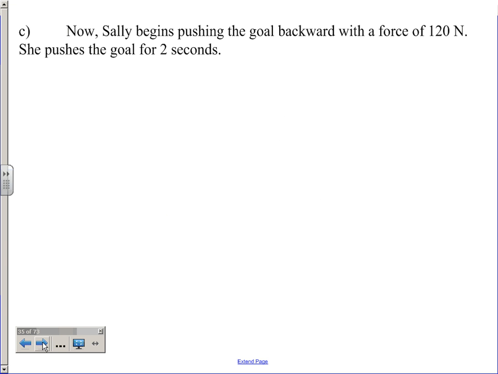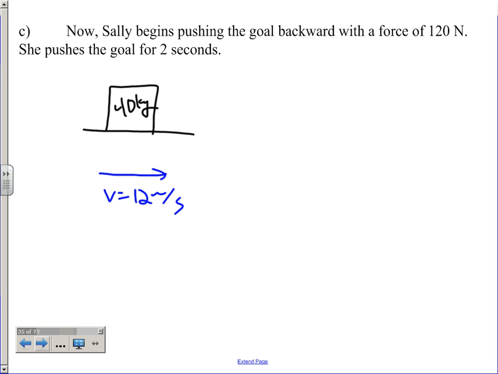Sorry. All right, in part C, it says Sally begins pushing the goal backwards with a force of 120 newtons. All right, so Roy is gone, but Sally's going to push it backwards. So what's going on now is this. Here's our goal. It's 40 kilograms. At the end of the previous part, the velocity was 12 meters a second. Sally's going to push it. Here's our force of Sally, negative 120 newtons. She's going to push it for 2 seconds.